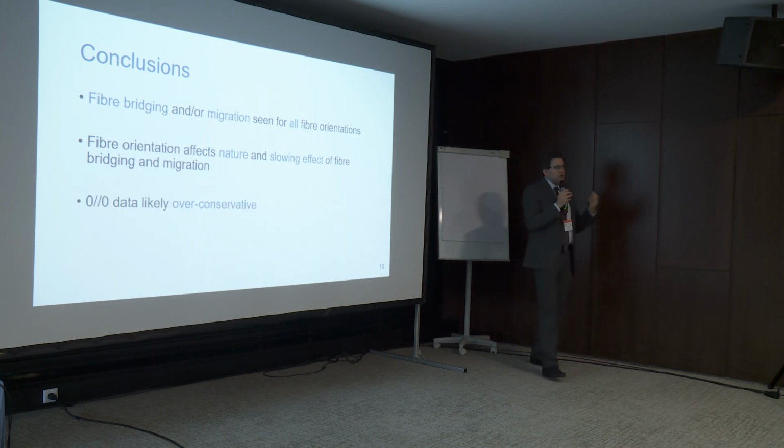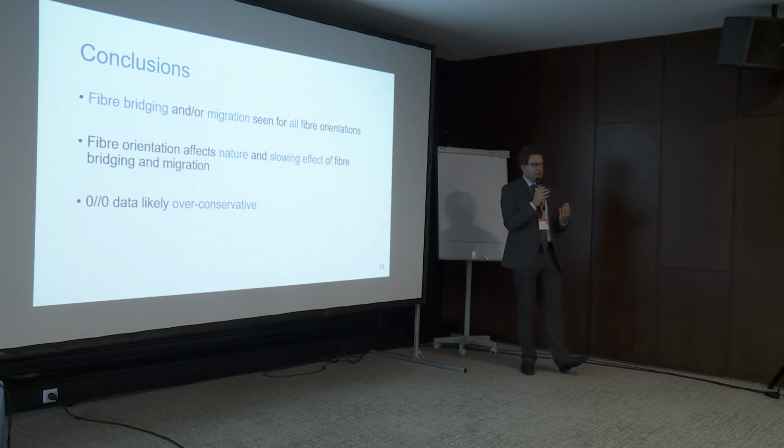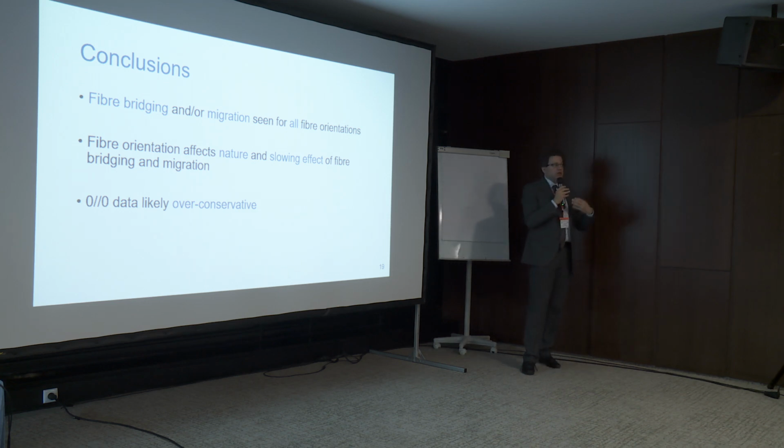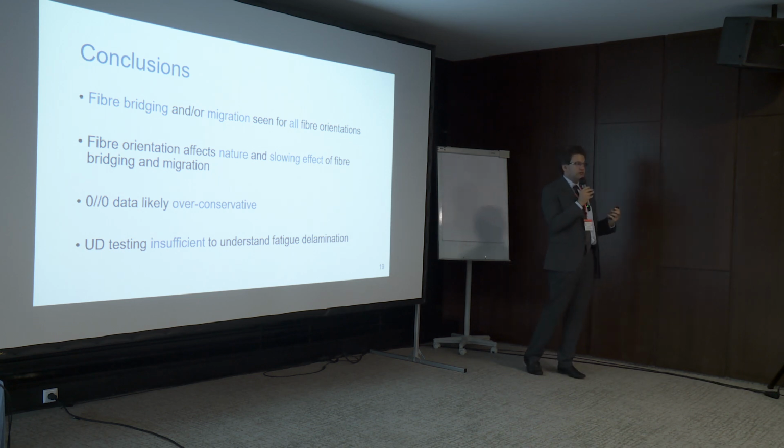And we could say, well, we rely on 0,0 data because it was conservative, right? It was always to the left. But it's likely over-conservative. So if we can rely on this fiber bridging, and I know in the wind turbine sector people are moving towards that, but if we can rely on fiber bridging and can predict it, then potentially we could allow for higher stresses in our structures. And finally, to answer the question, in my view, unidirectional testing is insufficient to understand what is going on in fatigue delamination in full-scale structures.